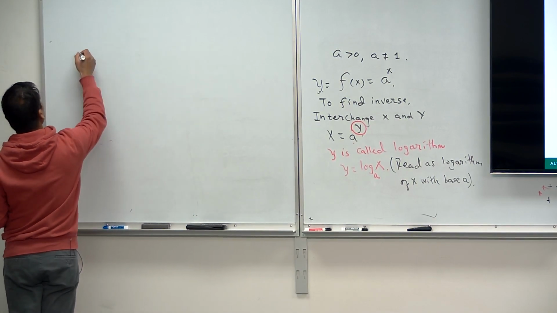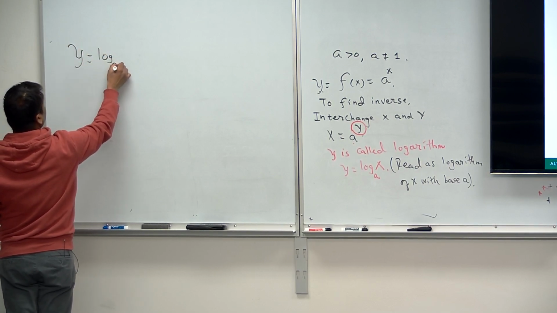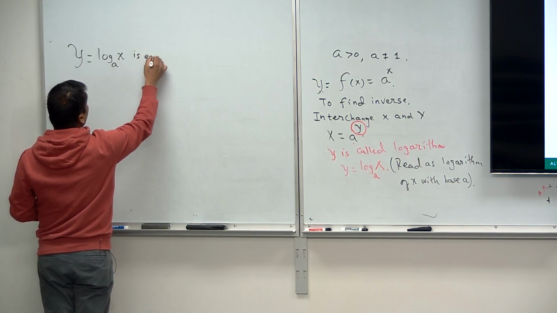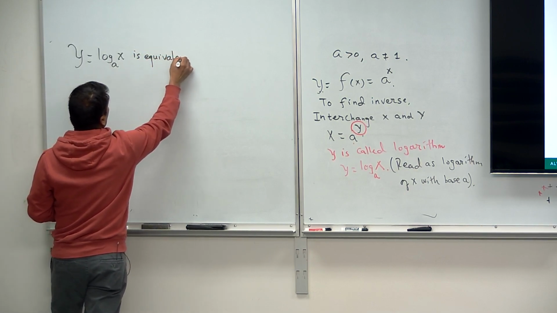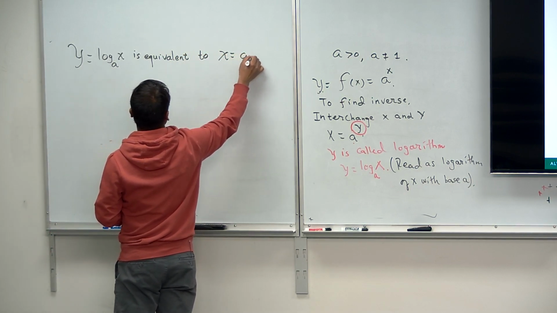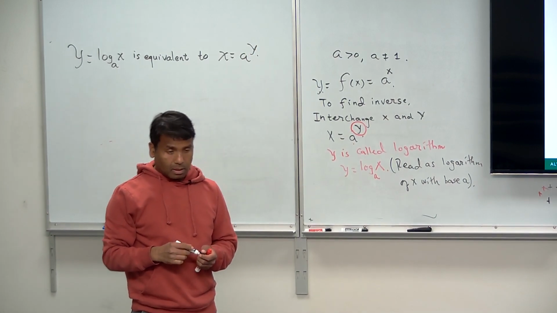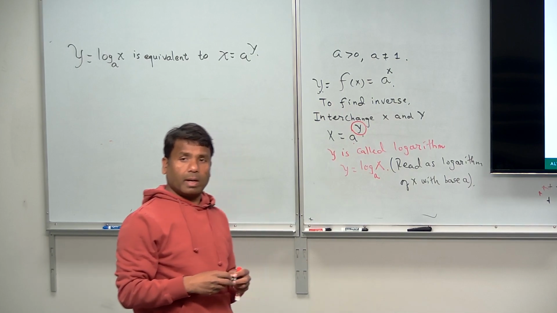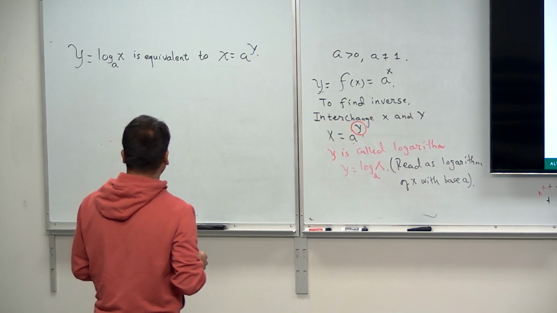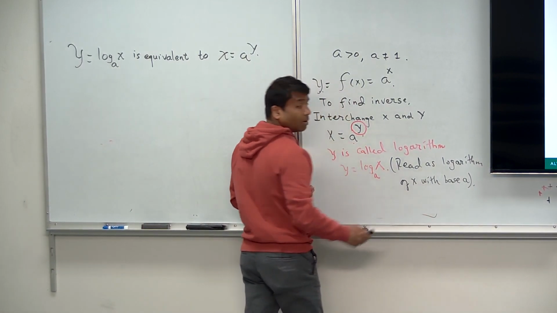So what I'm saying here is y equals logarithm with base a of x is equivalent to x equals a to the power y. So this is a very, very important relation. Okay, so y equals logarithm with base a of x is equivalent with x equals a to the power y.